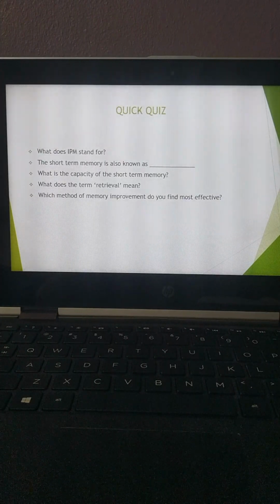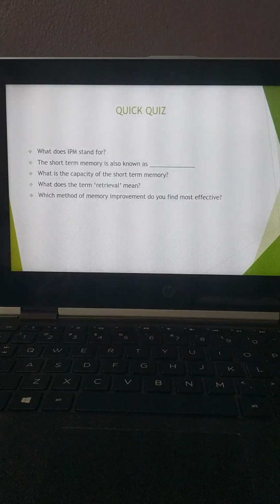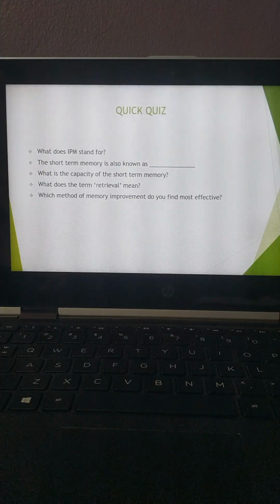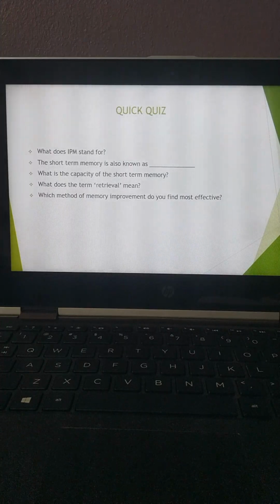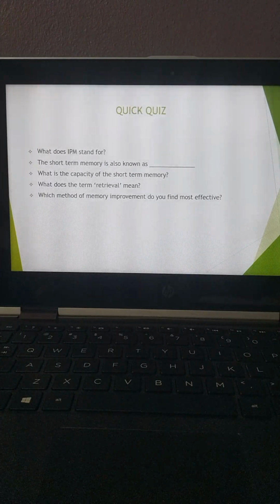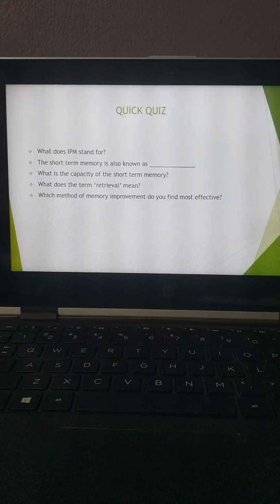And the last question is a quite personal one. Which method of memory improvement do you find most effective? For me, I find the use of mnemonic devices very effective because I use that a lot. Using acronyms to remember certain information, especially when I'm studying. I also make use of chunking, breaking large information into smaller manageable units to aid easier rehearsal and storage.